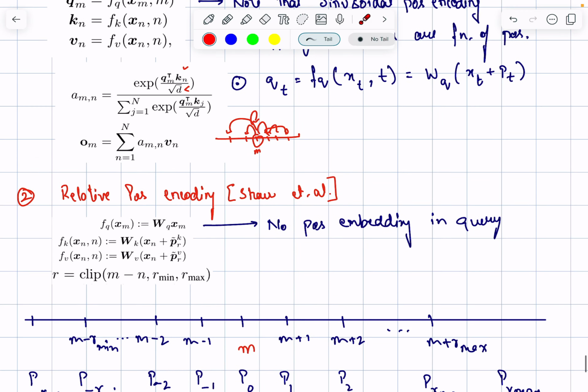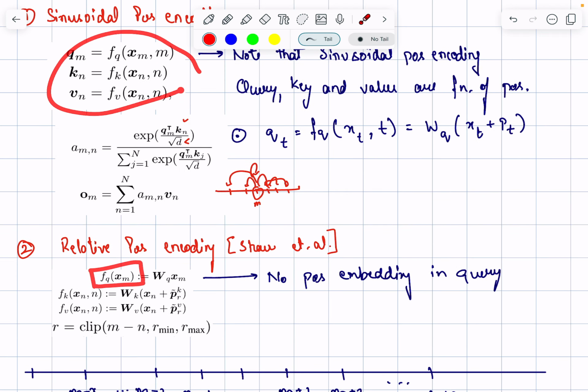now let's look at what is relative positional embedding. There was a paper by Shaw et al., I think it was in 2019 or 2020, I do not recall. But they say that you do not add any positional embeddings in the query. So they are now going to define FQ, FK and FV. FQ in this case is simply WQ xm and has no positional embedding. But FK and FV will have a positional embedding.